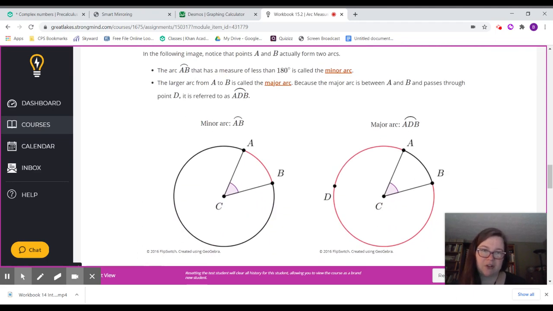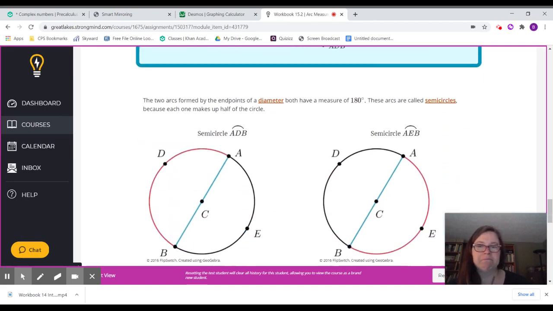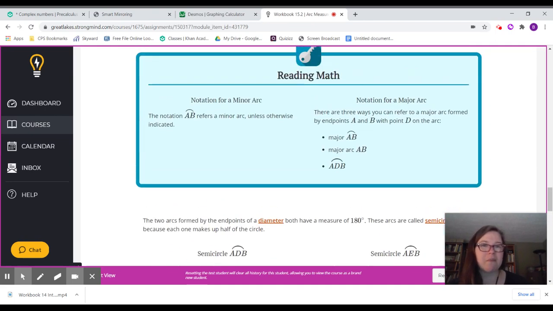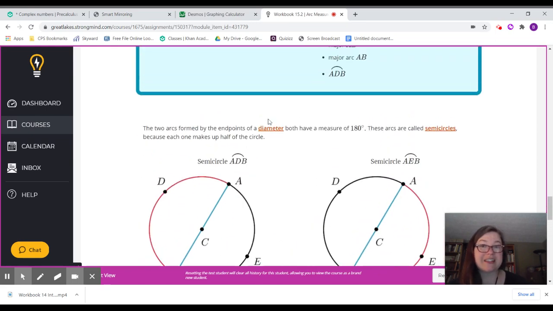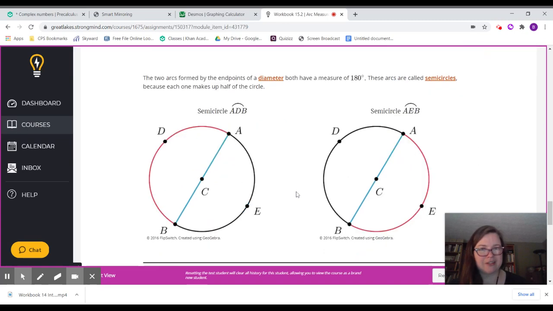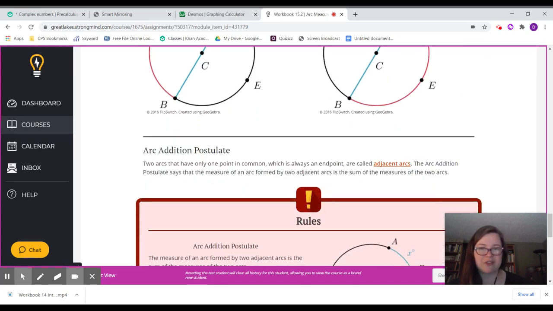Then they talk about major arcs and minor arcs. Notice with this one, we talked about a major arc because we went through point D that was on the major arc part and back around. Major arcs are way more common than minor arcs. So they'll usually say something about major arc, or you can see in a picture that it is a major arc. Next thing you need to know is a semicircle. It's half of the circle, or in other words, half of the circumference of the circle.